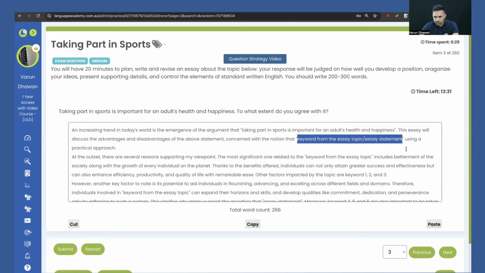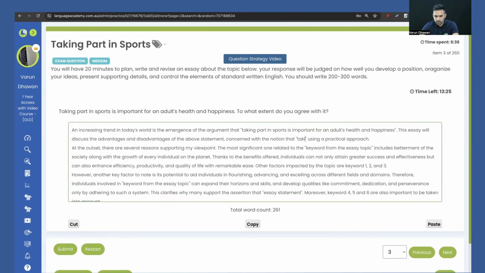We can just write a few keywords. You can write taking part in sports is important, something like this, right? Or you can even write sports, importance of sports for adult health. You can write something like this as well if you're comfortable framing out sentences.